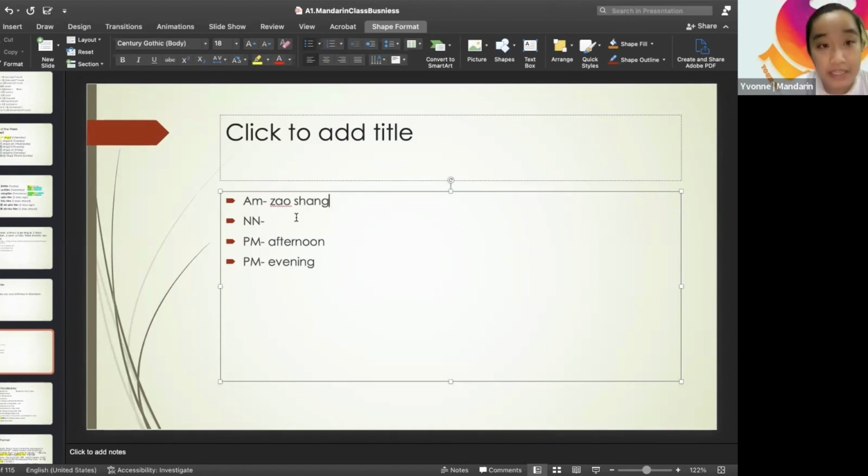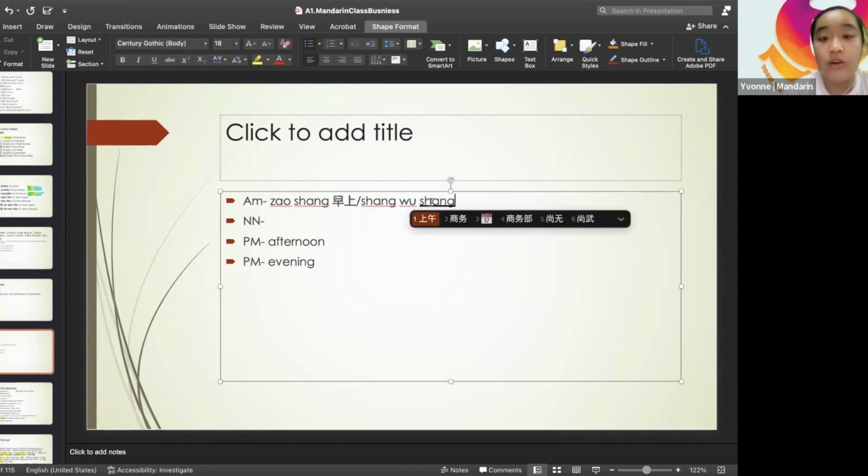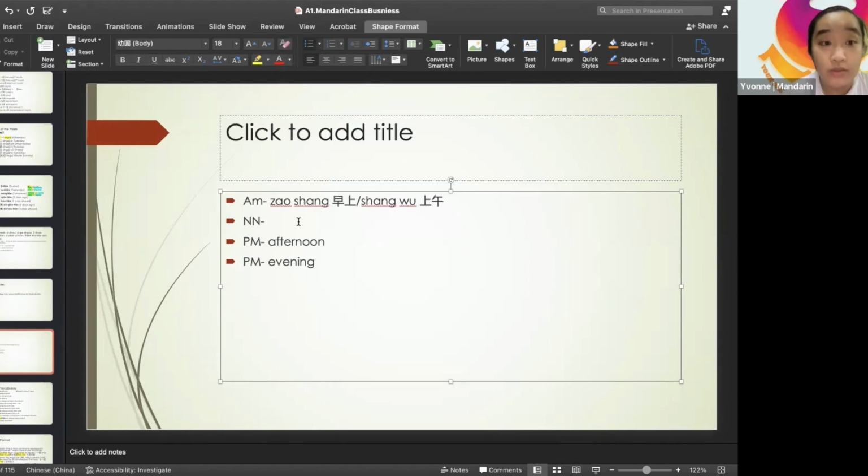早上. Yes, very good. 早上. Okay, 早上. Or you guys might have heard of 上午. Okay, 早上 or 上午. So the Chinese equivalent word is 早上 and 上午. These are the words. So noon time. What is noon? Noon is just 中午. 中午.